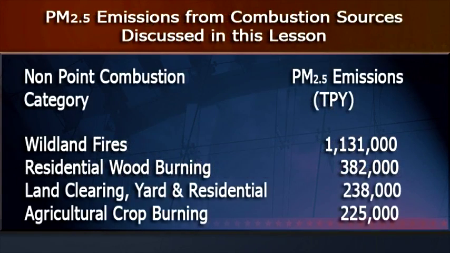This table shows non-point combustion categories in the NEI. It shows that wildland fires emitted about 60% of the PM 2.5 non-point combustion in 2005. That's about 20% of all PM 2.5 emissions in the NEI. Residential wood combustion is the second largest category. Agricultural burning is less, but it can be very important because most of the burning usually occurs in relatively short seasons.